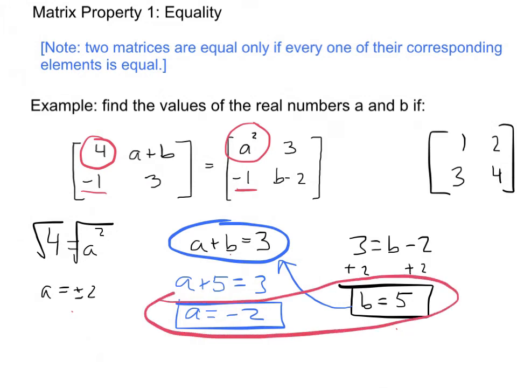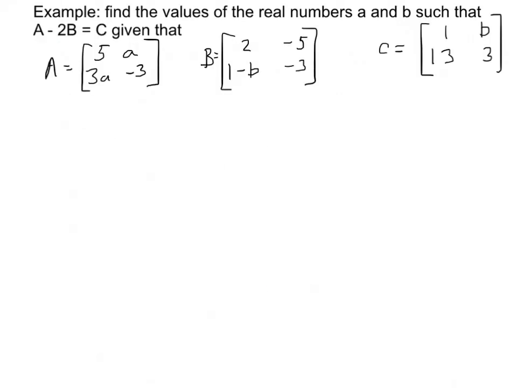Okay. I have one last example in this whole video, and it's one I'd really like for you to do on your own, so we'll go look at that next. So find the values of the real numbers a and b such that a minus 2b equals c, and here are these matrices. This is a fairly common question on the AP exam. This is something that they like to ask. What it means is you basically need to do this. You need to write down a, and then minus 2b, and then equals c, and work those things out.